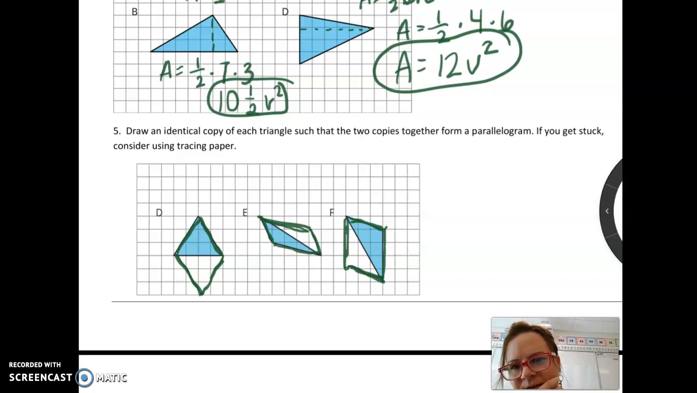You could have built it off this direction. Same with the others, but I just have one example here. What you're doing in each of these is making an identical copy of the triangle so that the two copies form a parallelogram. So I took an identical copy and I put it down here. I made an identical copy here and an identical copy here. It took a little maneuvering visually.